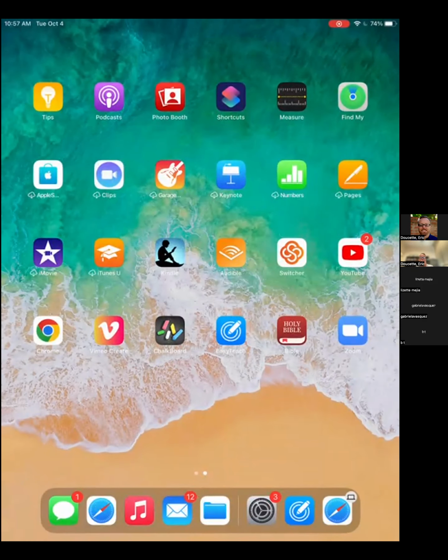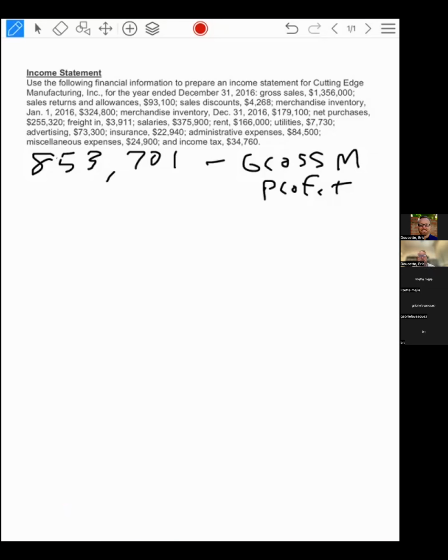All right, so I picked up here. I'm going to do the second part of this income statement. So I have what's called our gross profit margin. Now I'm going to look at my operating expenses, OE. My operating expenses are salaries, right? So salaries of 375,900.